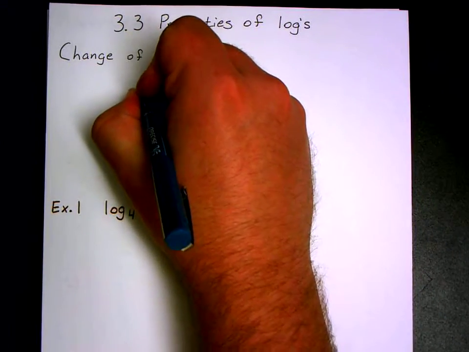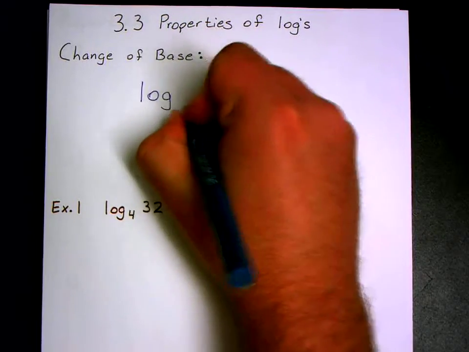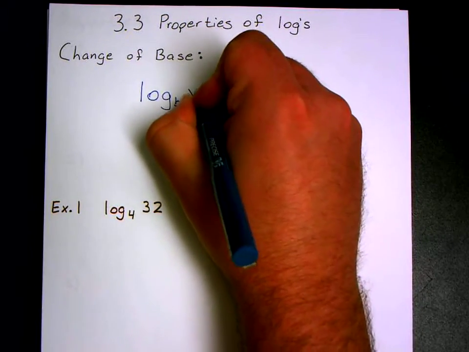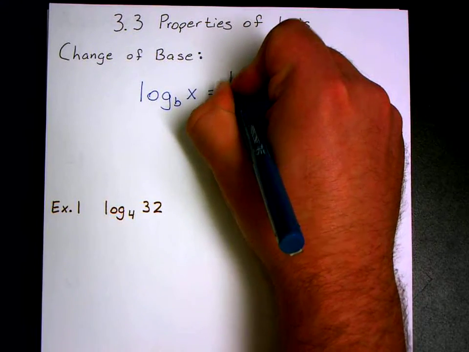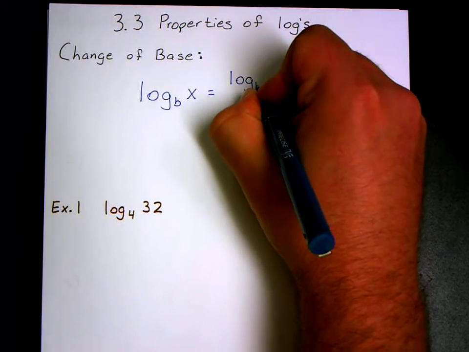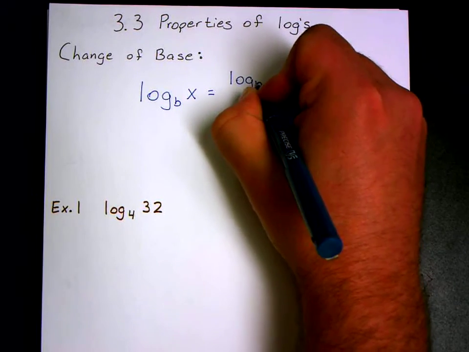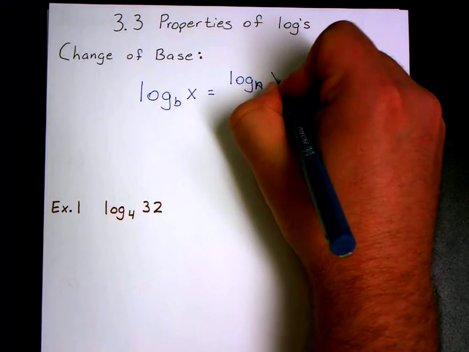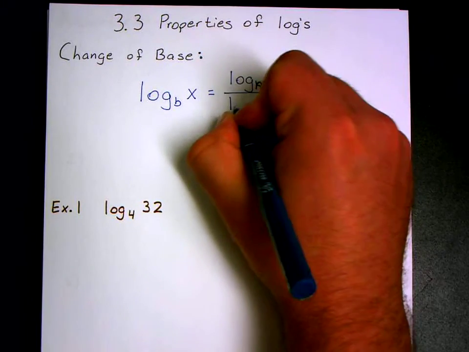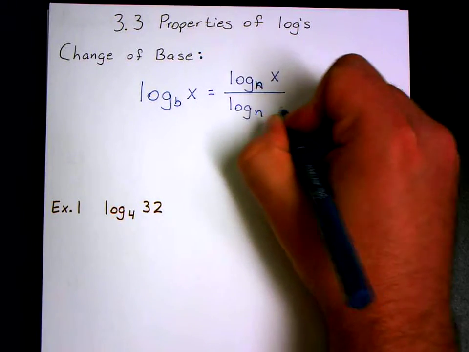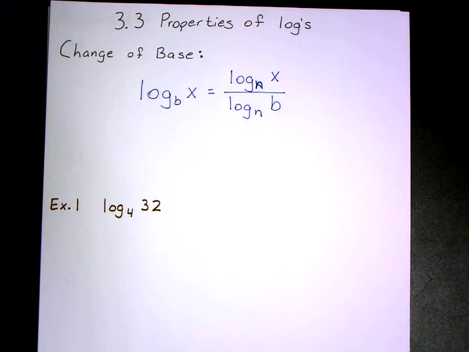Change of base says if I have log base b of x, I can change the base like that. So I take a new base n, and I take log base n of x over log base n of b. You choose n. n can be anything you want it to be.